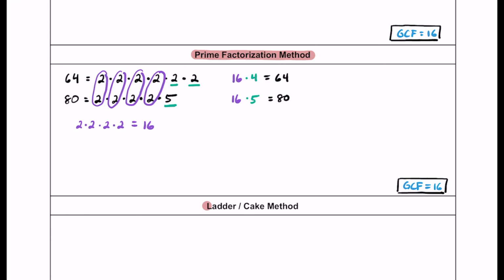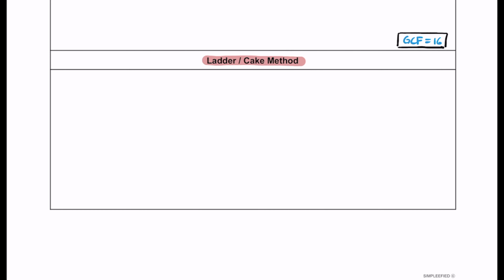And finally, let's try out the ladder or the cake method here for this example. And so let's go ahead and just write 64 and 80 next to each other. I'll do this a few different ways just so you can see the different strategies, right? So just say you could only think of 2. Half of 64 is 32, and then half of 80 is going to be 40.